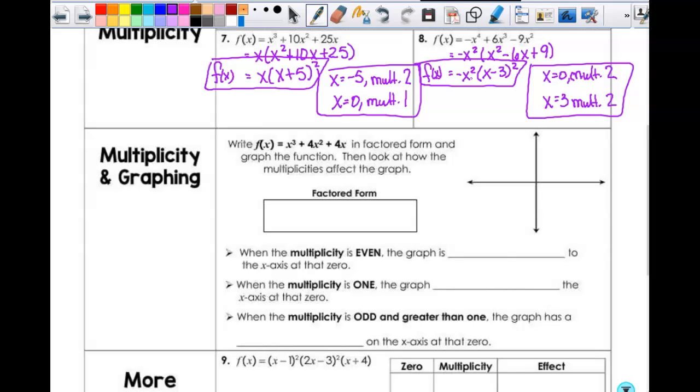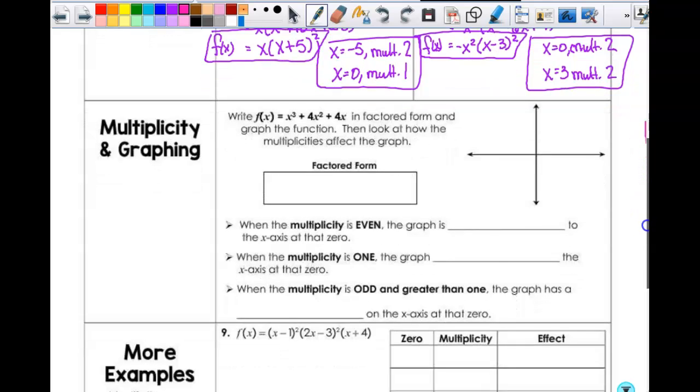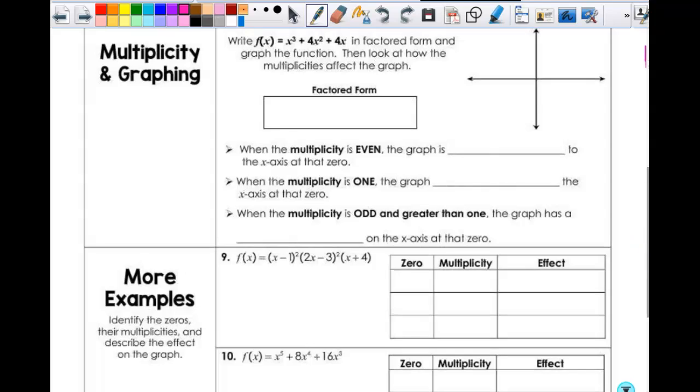What else? Anything else? All right, so let's look at what this multiplicity tells us for the graph. We've already kind of looked at this, but we didn't look at it in this form. We just looked at it on the graph itself. So it says we're going to write this in factored form. So I'm going to rewrite this over here and we'll factor it real quick.